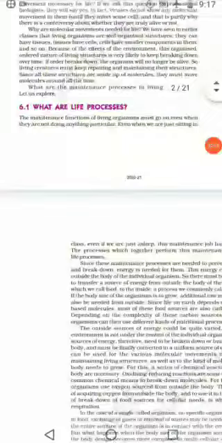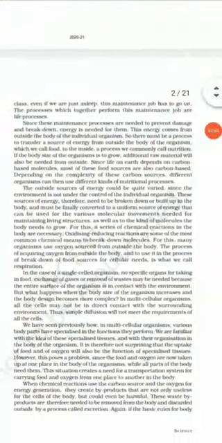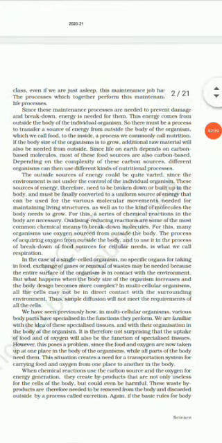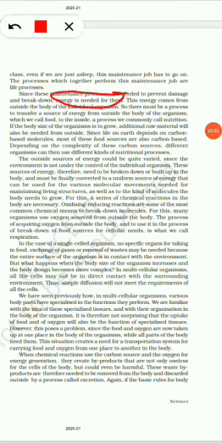Okay, next, what are life processes? The maintenance function of living organisms must go on even when they are not doing any particular thing. Even when we are just sitting in the class, even if we are asleep, the maintenance of life should exist. Since these maintenance processes are needed to prevent damage and breakdown, energy is needed for them. So for all this maintenance, I require energy.